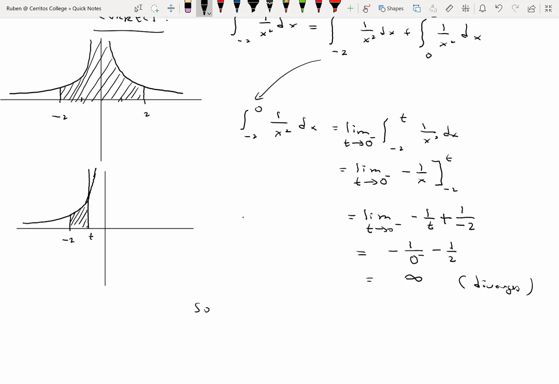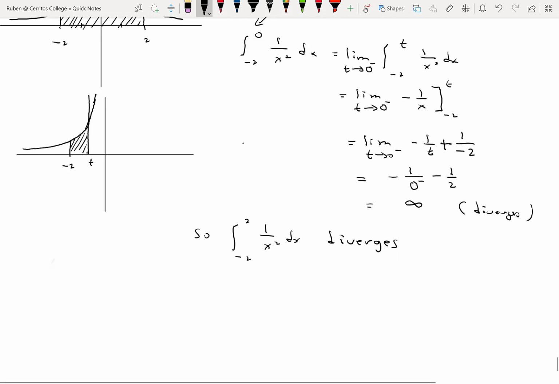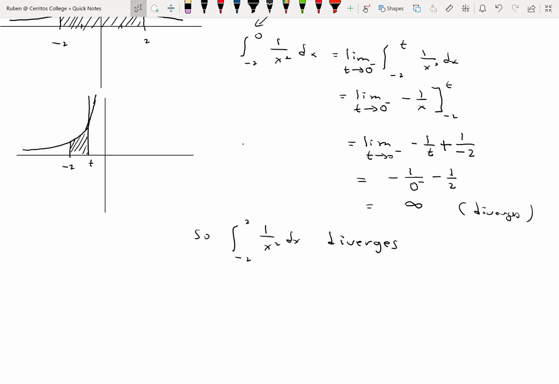So our original integral, the integral from -2 to 2 of 1 over x squared dx, diverges. It doesn't matter what the other half of this computation would yield. It doesn't matter what the value of the integral from 0 to 2 of 1 over x squared is at all. You can't add an infinity to anything. So if the first integral is infinity, it doesn't matter what the second integral is, the entire integral diverges.